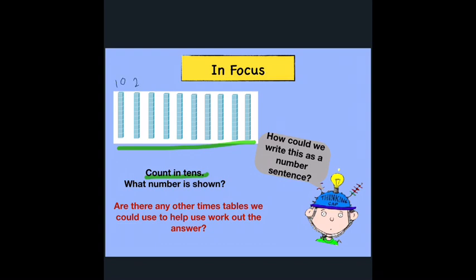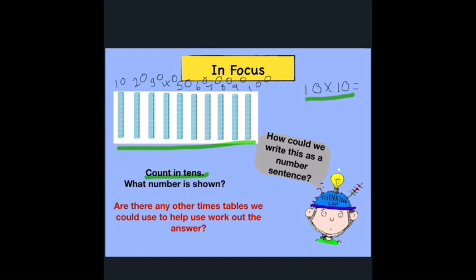10, 20, 30, 40, 50, 60, 70, 80, 90, 100. So we have got 10 lots of 10, 10 groups of 10, and that equals 100. I know that I could write this as 10 groups of 10. Are there any other times tables we could use to work this out?